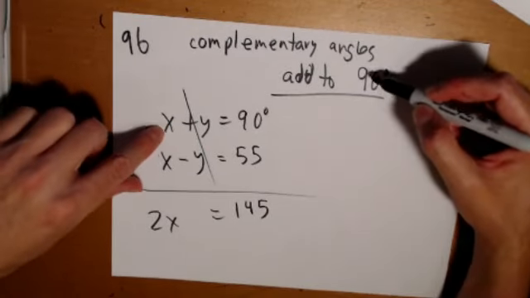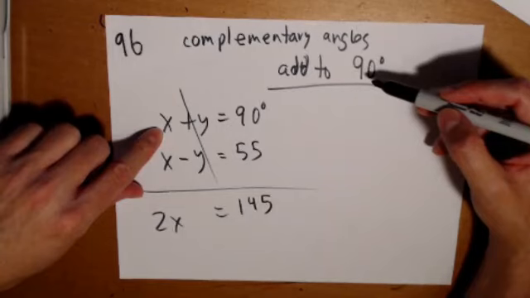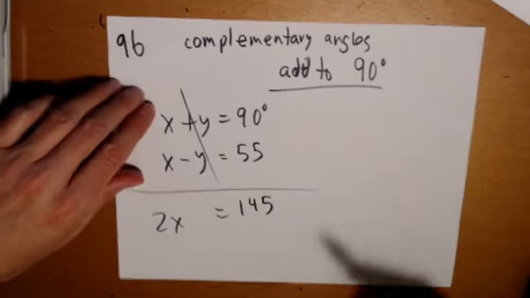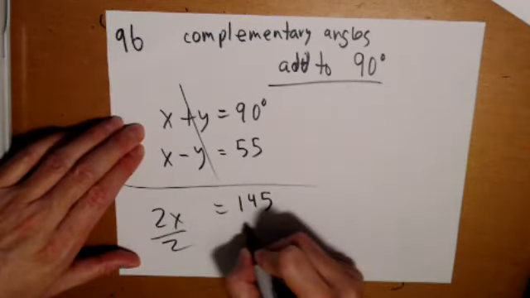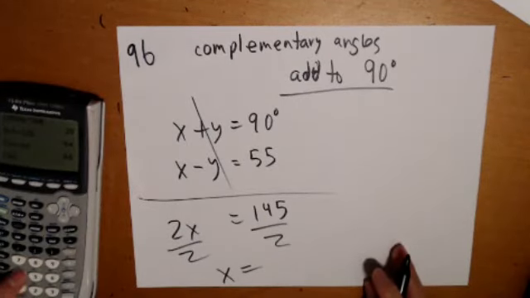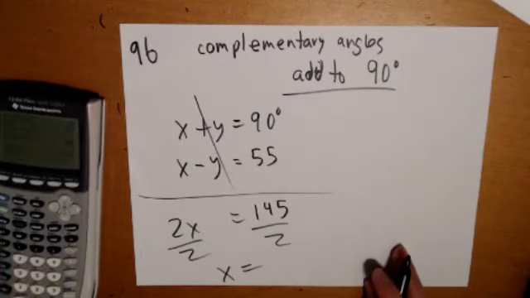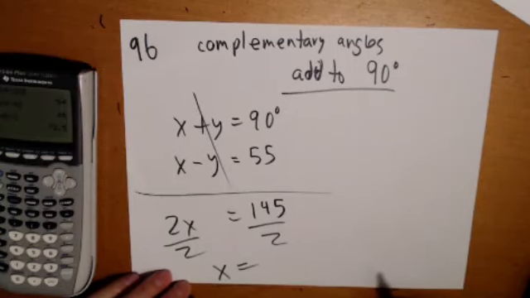Complementary angles add to 90. The difference of two complementary angles is 55. Okay. So, divide by 2, divide by 2. So x is equal to 145 divided by 2, which is 72.5.